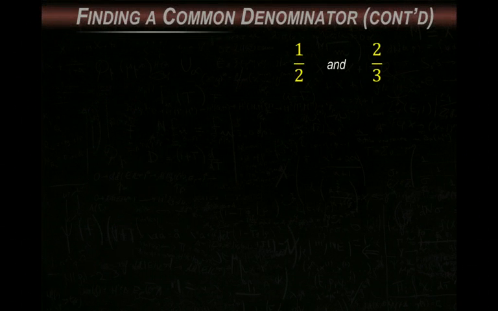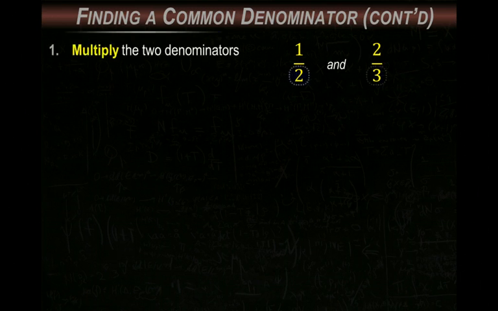So here we go. We have 2 fractions, 1/2 and 2/3. We can't combine them because we have different bottom numbers. So we need to find a common bottom number. And we're going to find the easiest one we can possibly find. So step 1, multiply those 2 things. 2 and 3 multiplied together give us 6. Done. So now we know what the new bottom number is going to be. It's going to be 6.